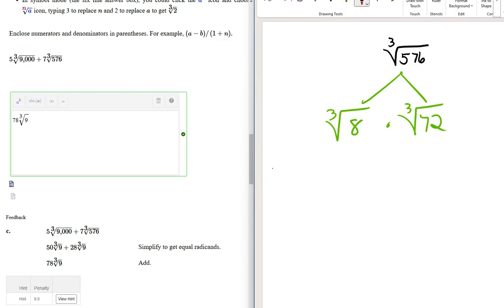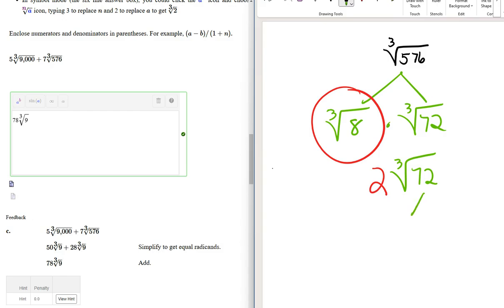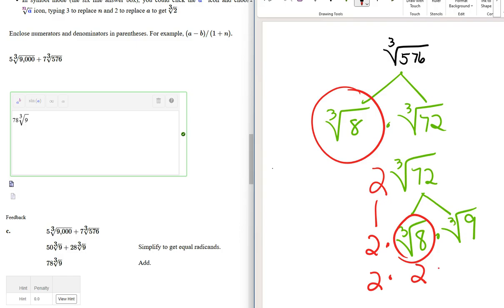And the cube root of 8 is a 2. But if you went to type in 2 times the cube root of 72, Mobius is going to tell you that it's wrong because it's not simplified all the way. I can break this one down to another cube root of 8 times 8 times 9 is 72. And then this 2 is still there. So now it's 2 times another 2 times the cube root of 9. That makes it 4 cube roots of 9, 2 times 2.